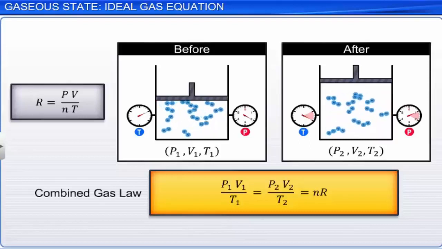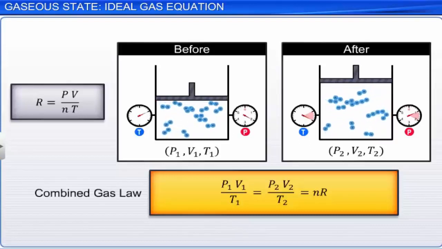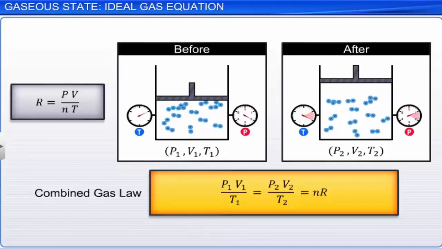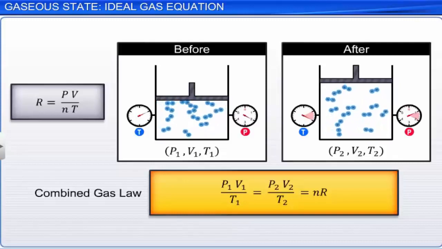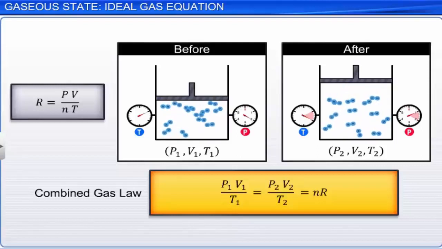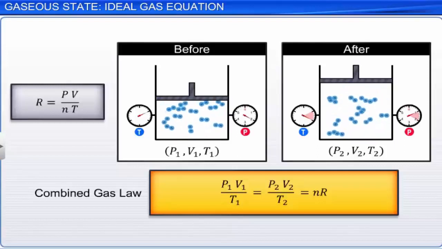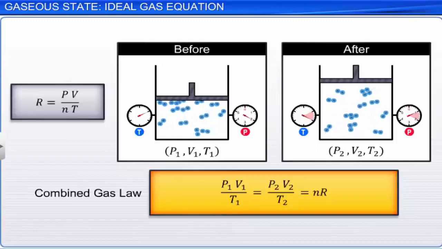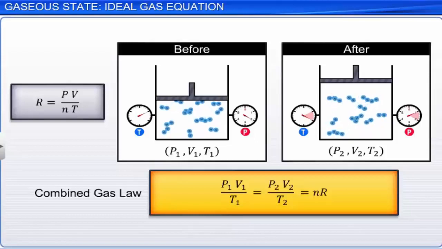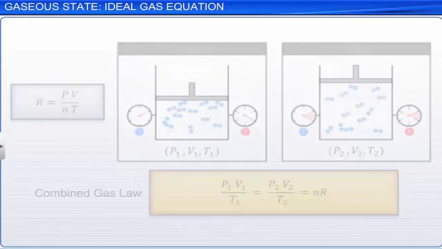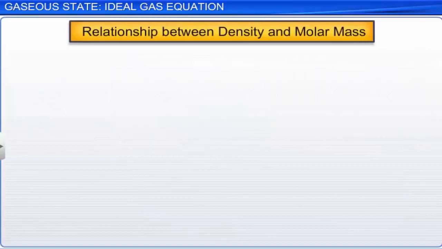So far, we have identified the relationship between volume and the other interrelated properties using the ideal gas equation. Next, let's move on to learn about an equation that relates density and molar mass for a gas. To understand the density and molar mass of a gaseous substance, we have to rearrange the ideal gas equation to N divided by V is equal to P divided by R into T.